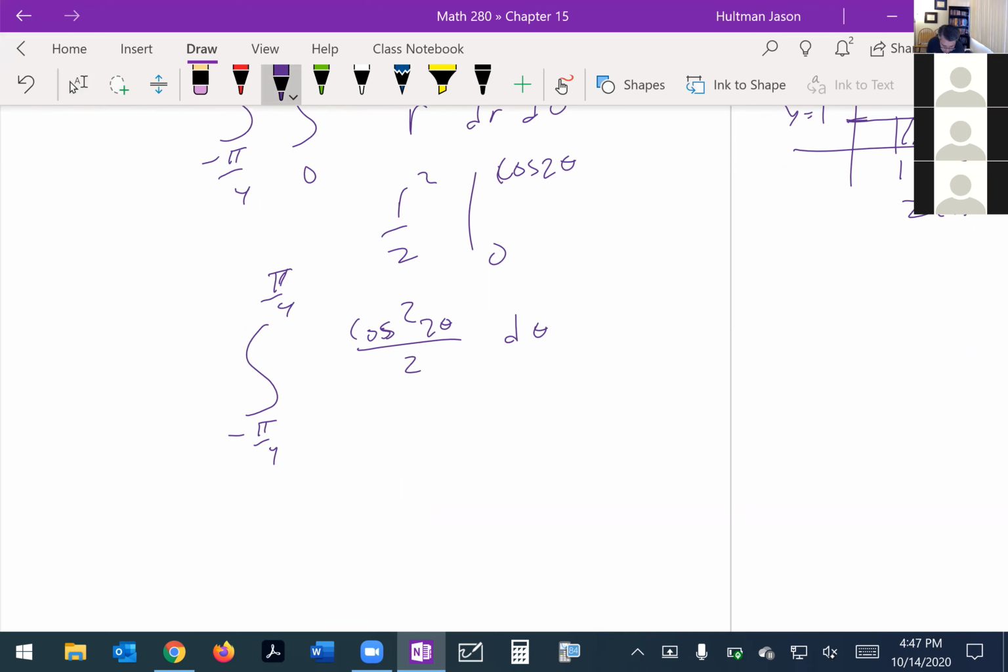Let's see. Let's use that half angle identity again. For cosines, I'm going to pull this out. This is 1/2 times cosine squared 2 theta, which is 1 plus cosine 4 theta over 2. So I haven't integrated yet. I've just changed this using a half angle identity.